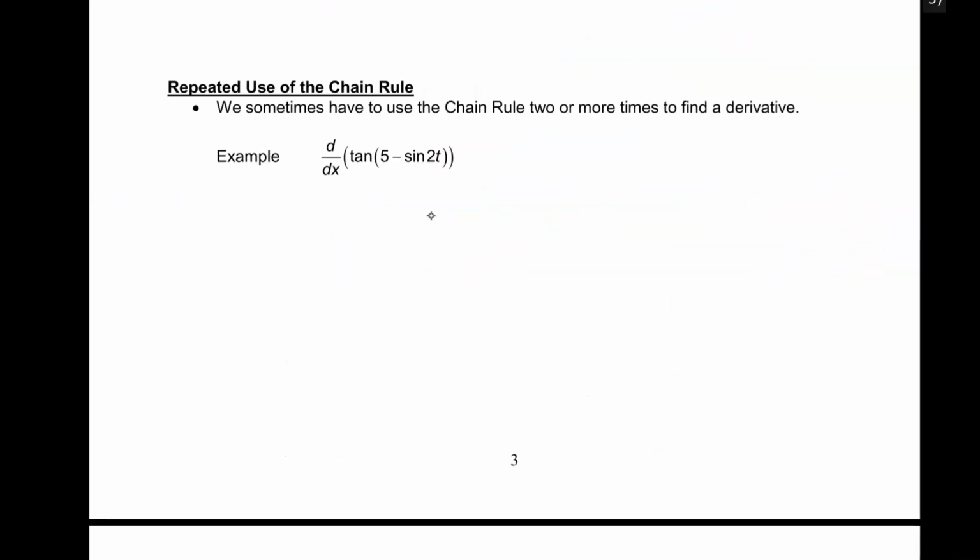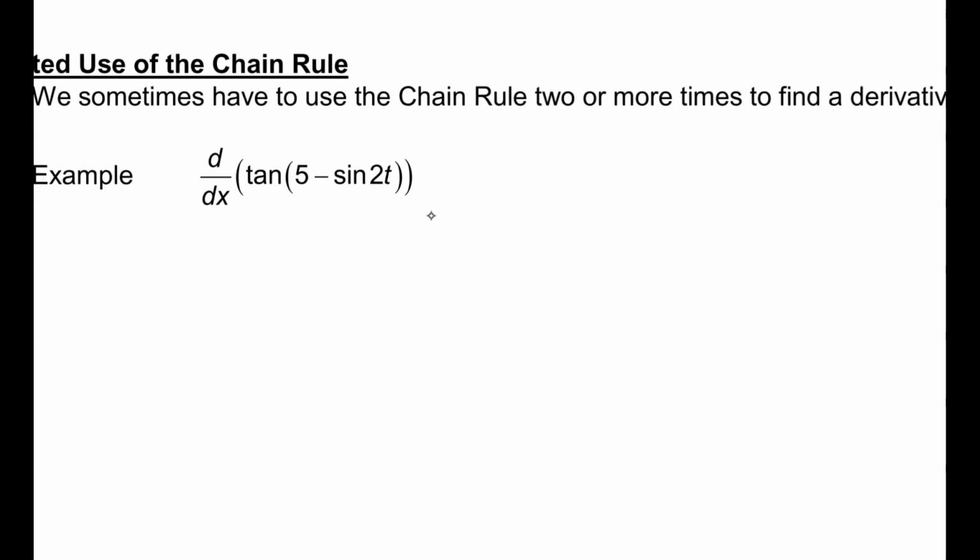All right, and then this is the last example of today's notes. So repeated use of chain rule. Sometimes we have to use chain rule 2 or more times to find a derivative. You just go chain, chain, chain, right? You just follow the links in the chain. So the first one is I'm going to take the derivative of tangent, because this is a very outside function. So we know that this is the very, very outside. So the derivative of tangent is, okay, so let's see, y prime is secant squared of everything that's inside. Okay, so secant squared, and then I have 5 minus sine 2t.